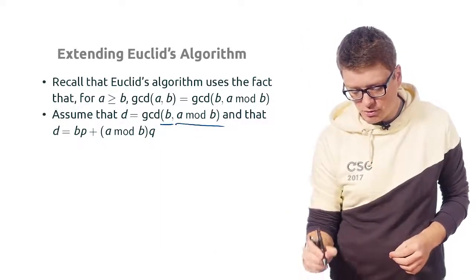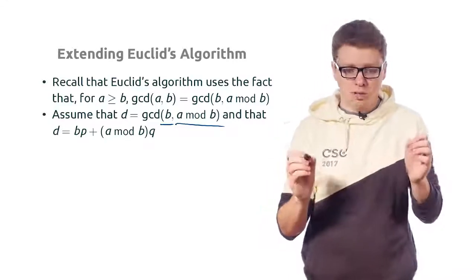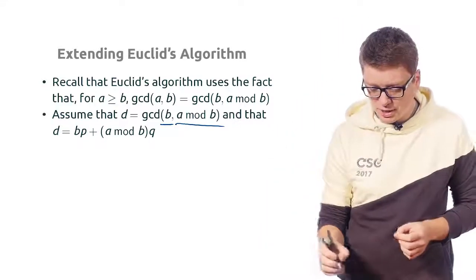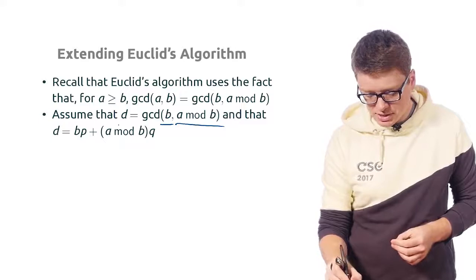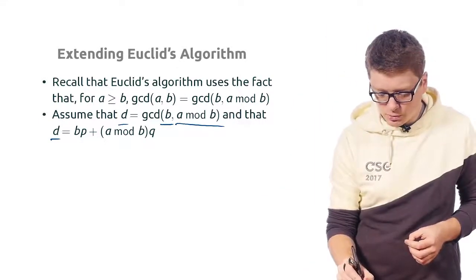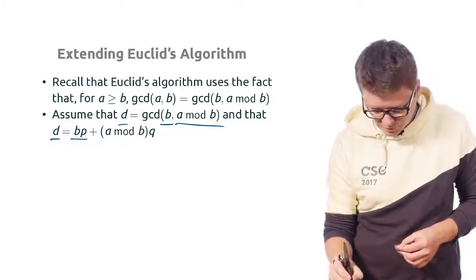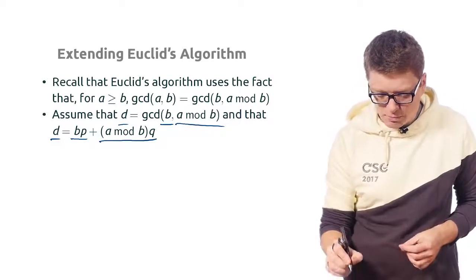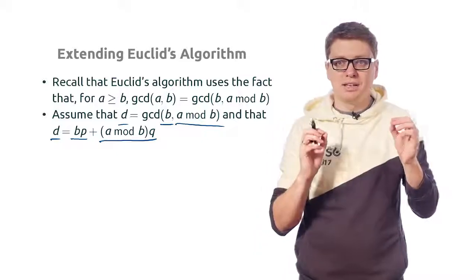So the remainder of a divided by b. I assume that we know the representation of d as a linear combination of these two parameters, namely that d is equal to bp plus (a mod b) times q. So p and q is a certificate in this case.